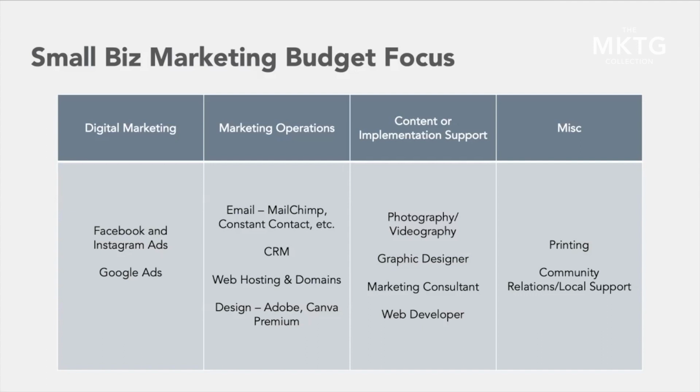The next area that I would focus on is your marketing operations. So this would be purchasing your MailChimp or your Constant Contact subscription and making sure that you have a really strong email system so that you can be communicating with your audiences. A CRM, a customer relationship management system, which MailChimp or Constant Contact can double as, but having a way to manage your audiences and know how they are engaging with you is incredibly crucial in your marketing efforts.